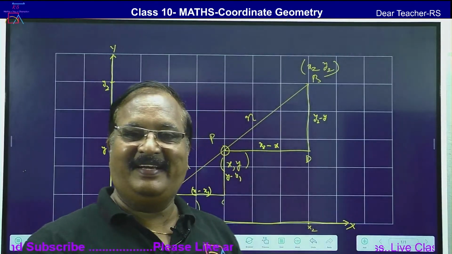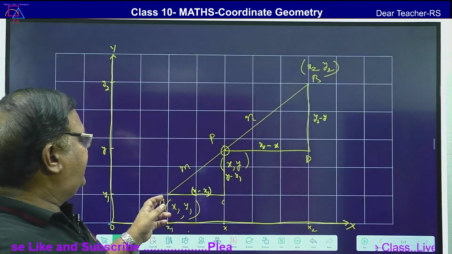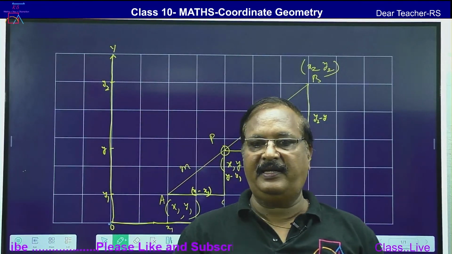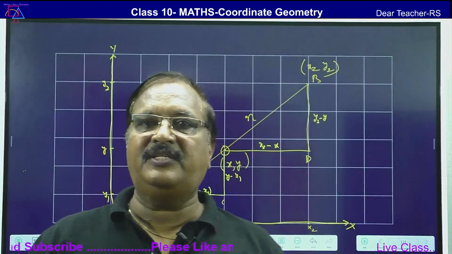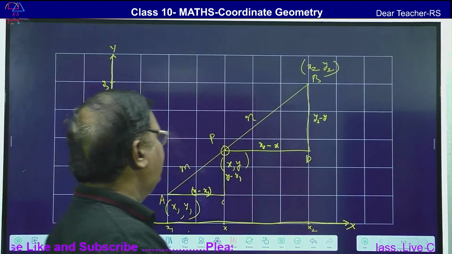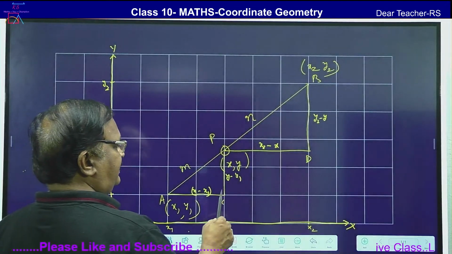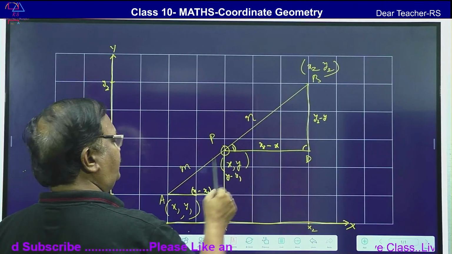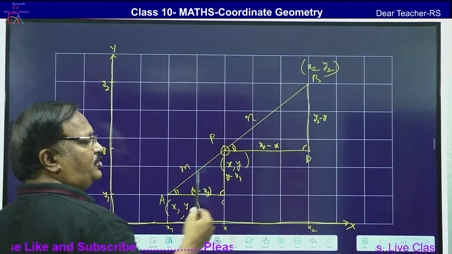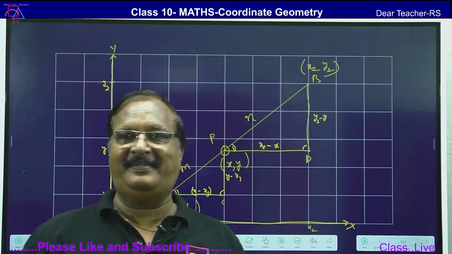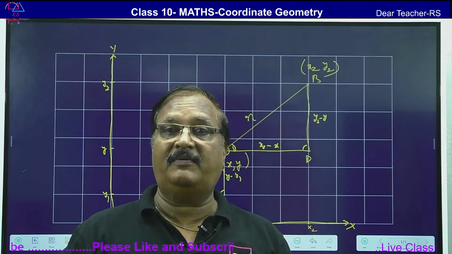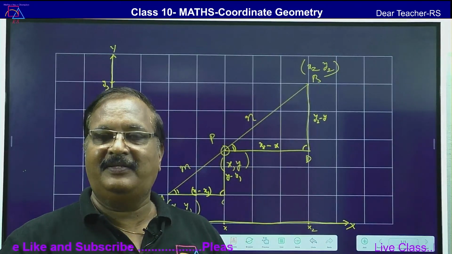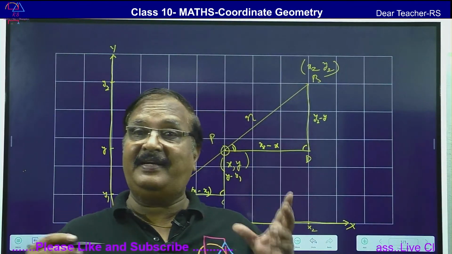Now if you see carefully, APC is one triangle and BPD is one more triangle. These two triangles are similar. Why? Because this is 90 degrees and this is also 90 degrees, and these two are parallel lines, and these two are corresponding angles. So these two triangles are always similar. When two triangles are similar, from the triangle chapter you can take the corresponding sides proportional. I am writing directly the answer.